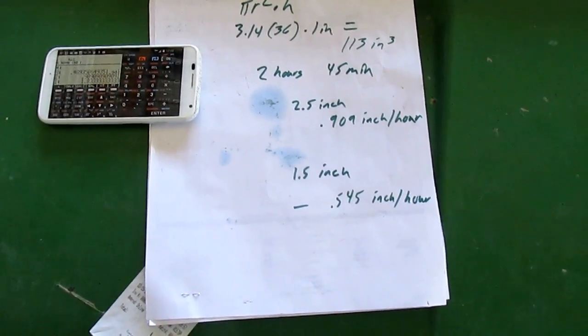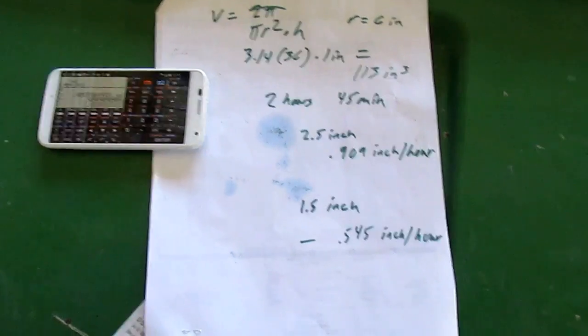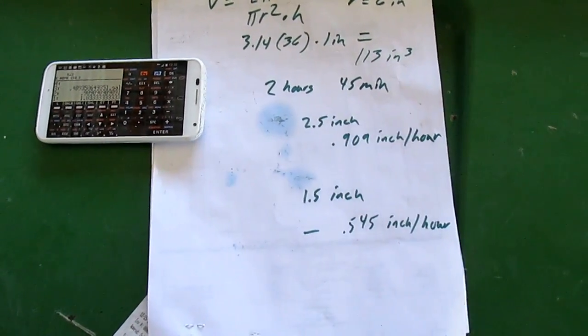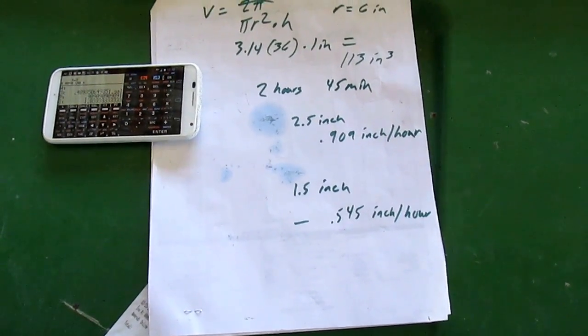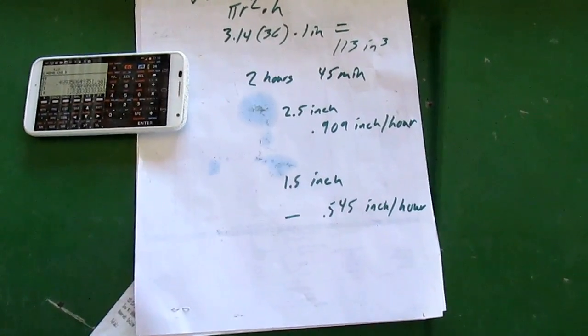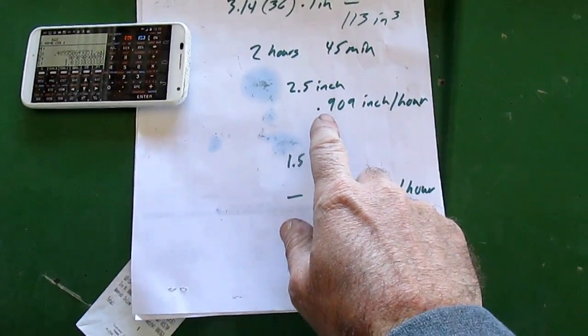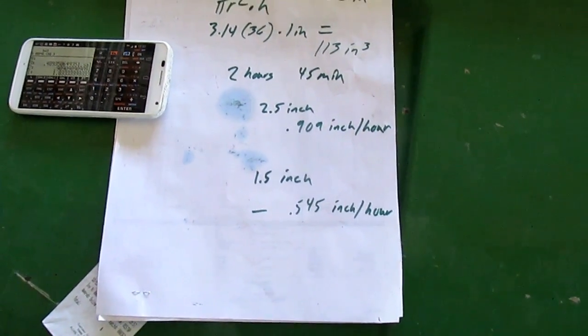So to get that full 2.5 inches of water into the soil, it took us 2 hours 45 minutes, or 2.75 hours. And that condition would be like what it would be like to get a rain right now, a 2.5-inch rain. We would be seeing a 0.9 inch per hour infiltration.